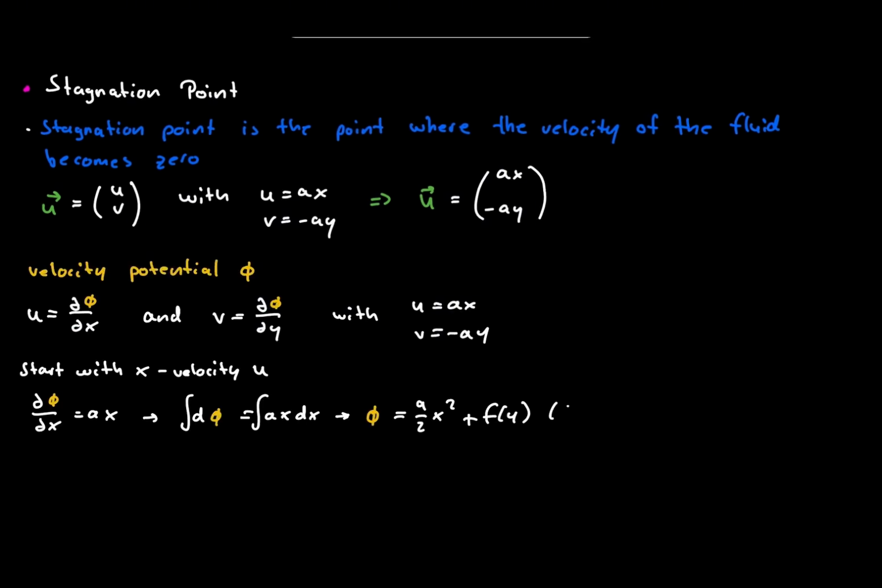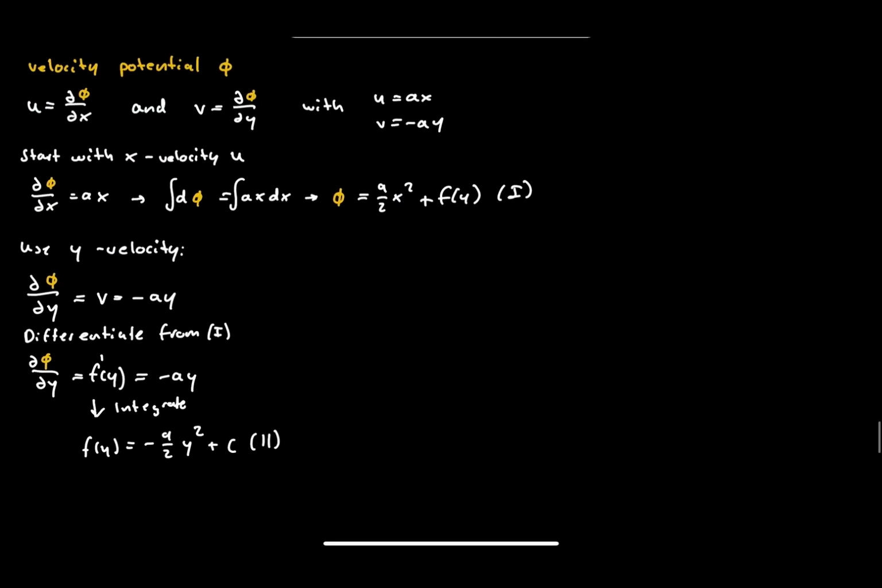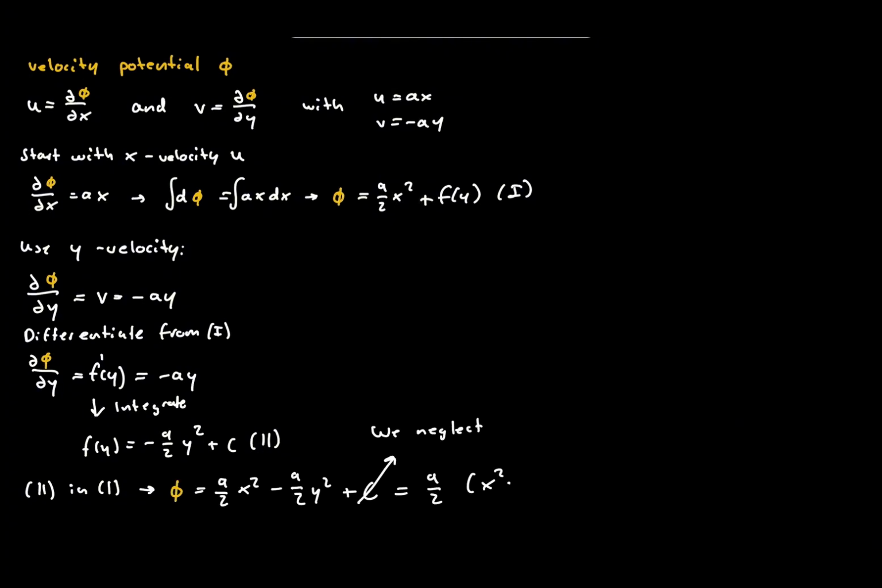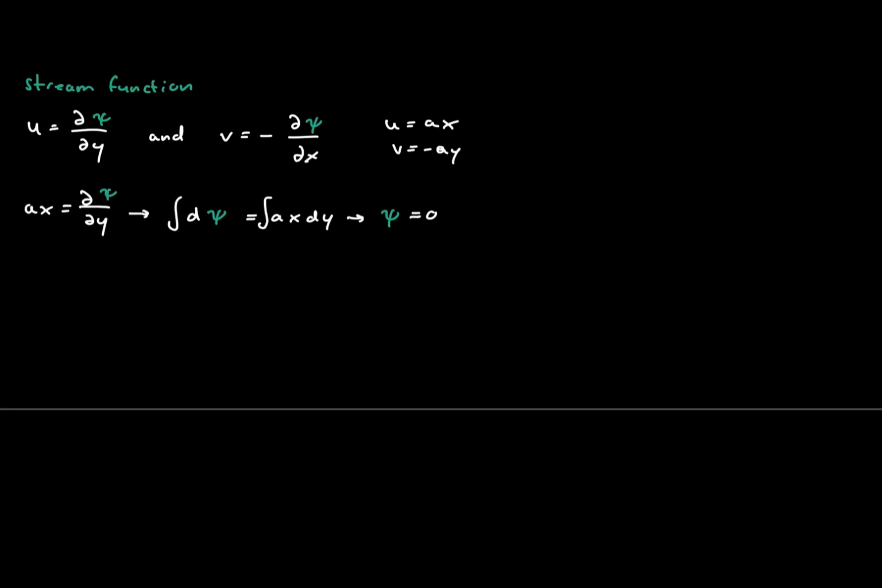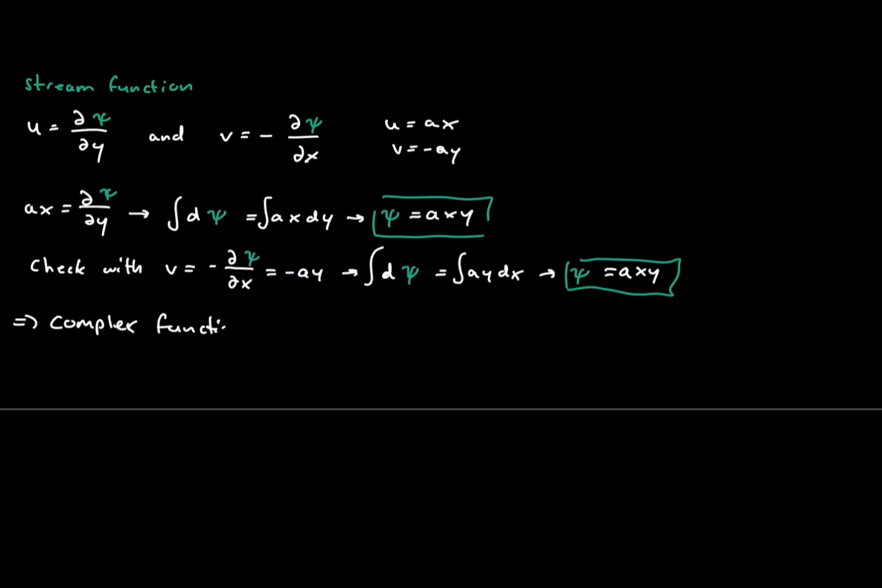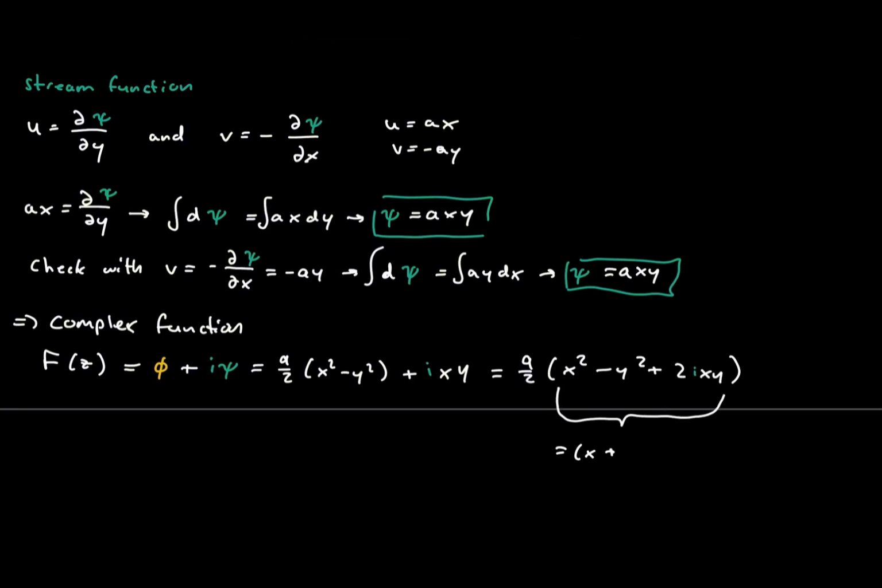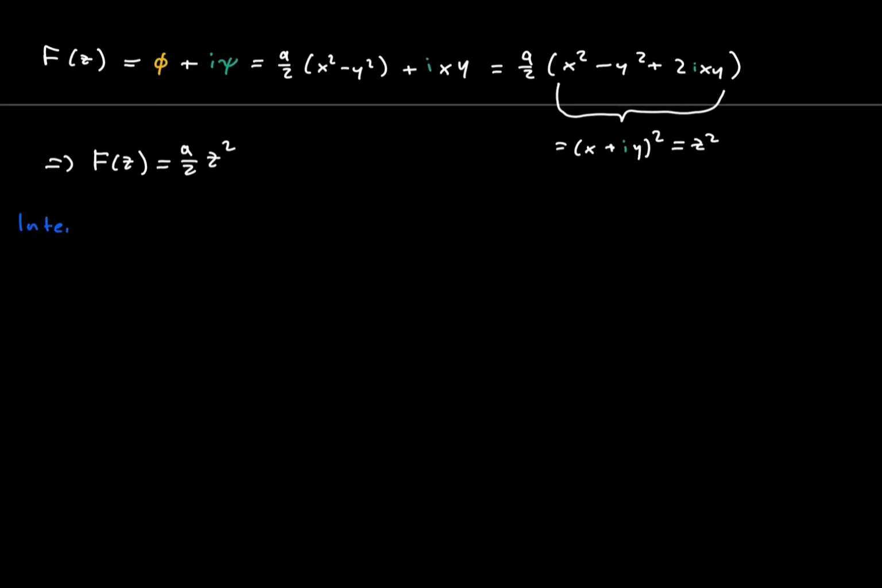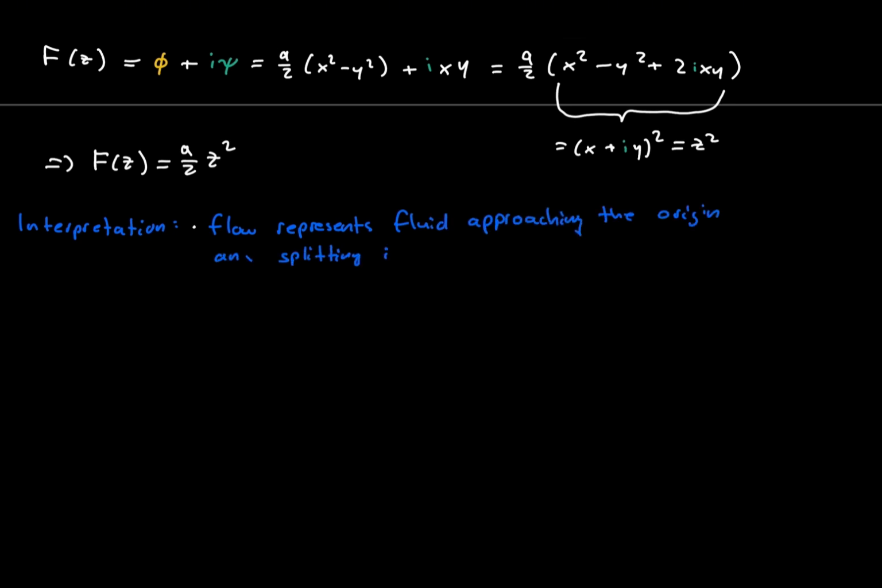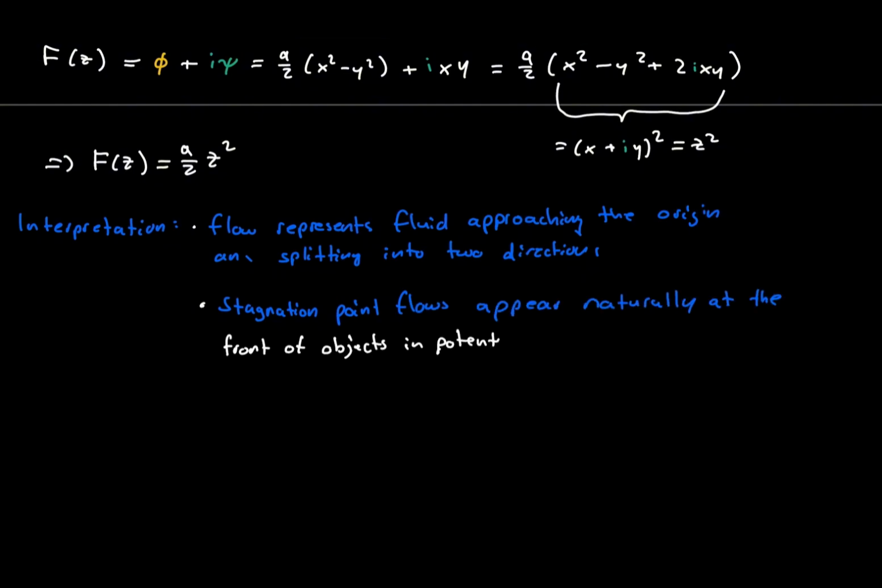From this, the potential becomes 1/2 a times x squared minus y squared. The stream function becomes a times x times y, and the complex potential is 1/2 a times z squared. This flow represents fluid approaching a point and then splitting into two directions. You will see this pattern at the front of objects in a flow.